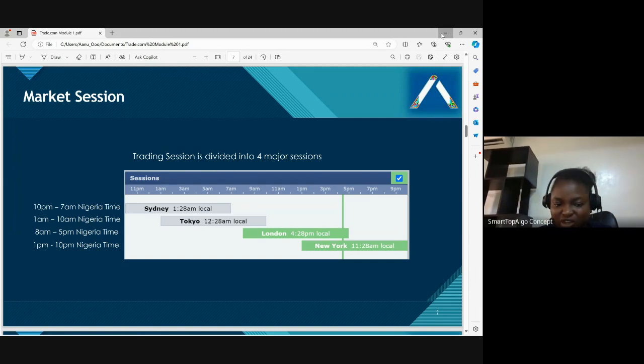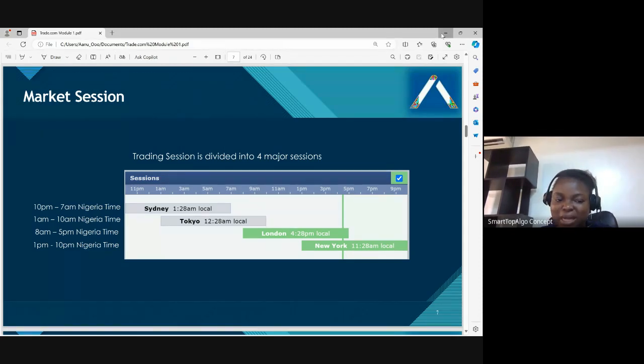Now, the Sydney session is always at midnight. Those that want to trade at midnight, Nigerian time, when we are sleeping, maybe you woke up in the midnight and you feel like trading, you don't need to look for currency that fall under any of these. You need to go to the currency that fall under Sydney. So before you do that, you need to know what countries' currency fall under Sydney.